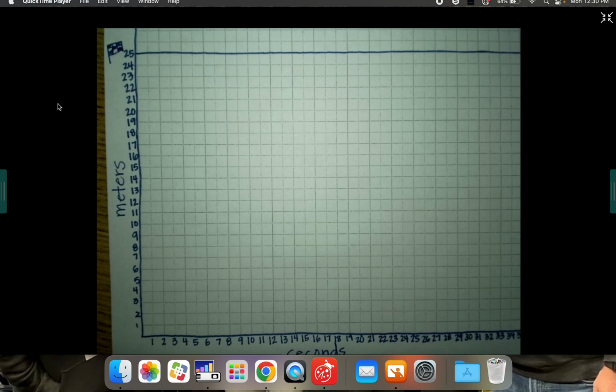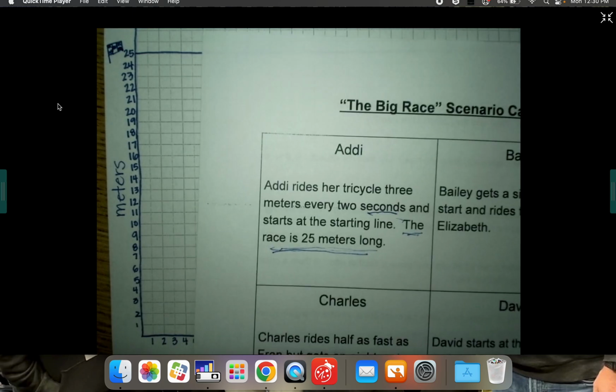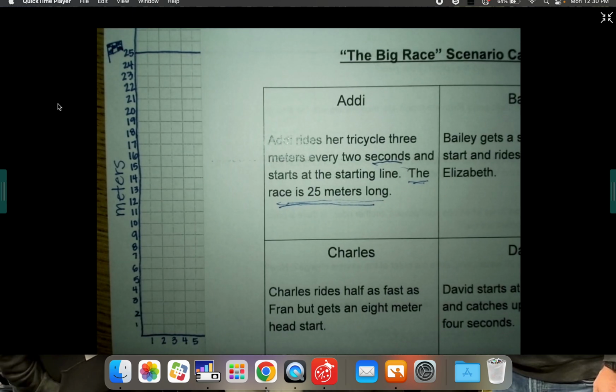Okay, if you are using different colors, choose the color that you would like to make your line for Addie. If you're not choosing different colors, it's totally fine. You can do them all in pencil. I'm just going to have you write the person's name on the line, which I will also do.